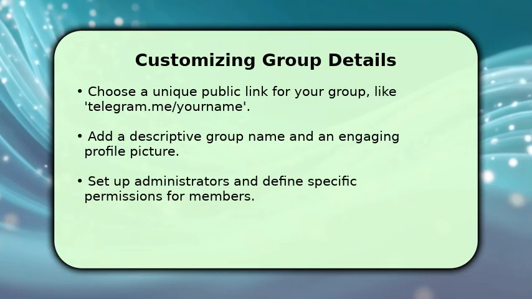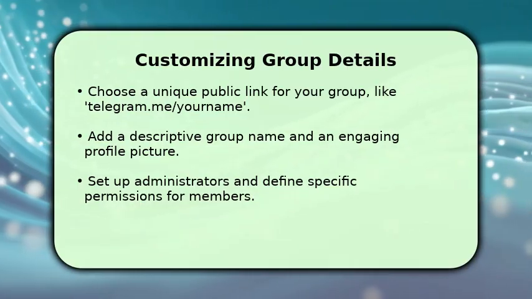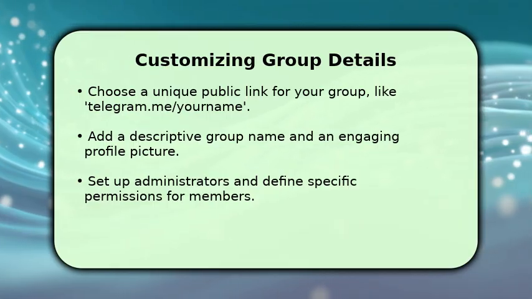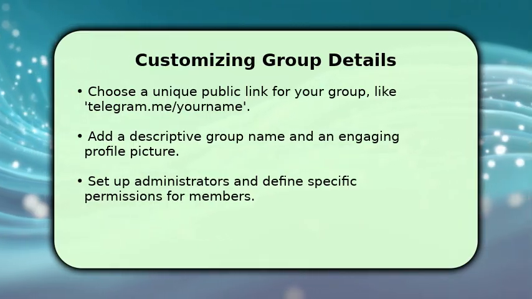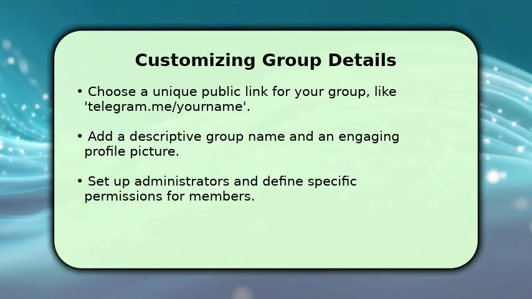Once your group is public, you will need to create a unique public link. This link, such as Telegram.me/yourname, allows people to find and join your group easily. Also, make sure to give your group a clear, descriptive name and upload an appealing profile picture to attract members.